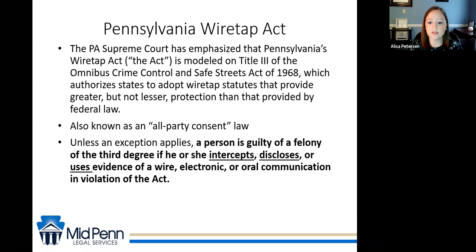A person is guilty of a felony of the 3rd degree if he or she intercepts, discloses, or uses evidence of a wire, electronic, or oral communication in violation of the Act. It's important to note that there are 3 different things that can violate the Act: the original interception of the communication, which we will define, the disclosure of that communication that was intercepted, and then the use of that, say, in some sort of litigation.